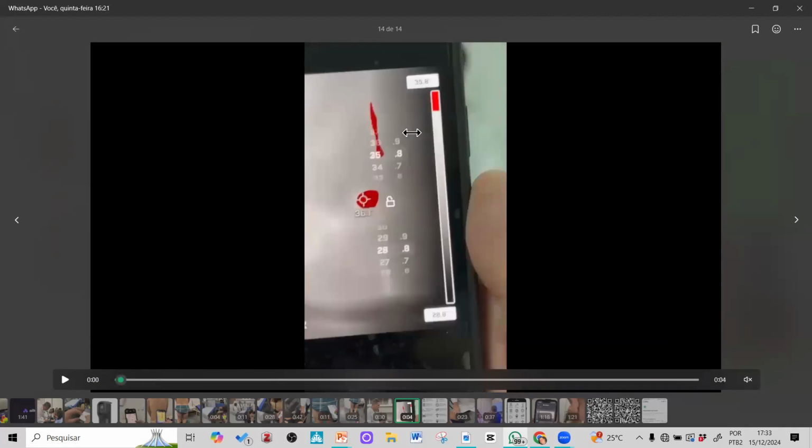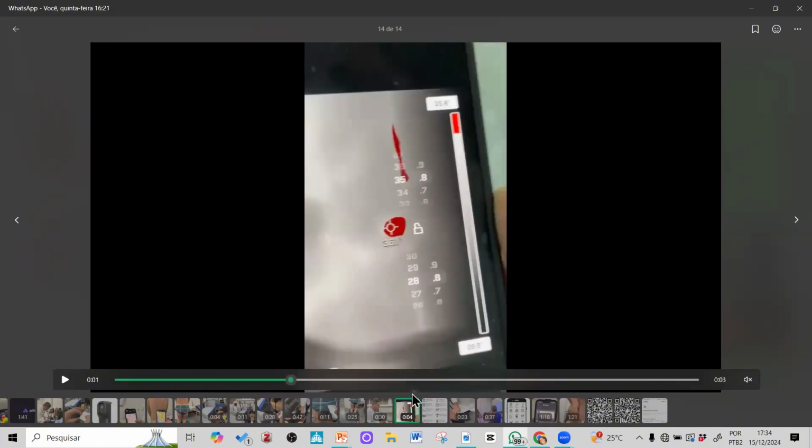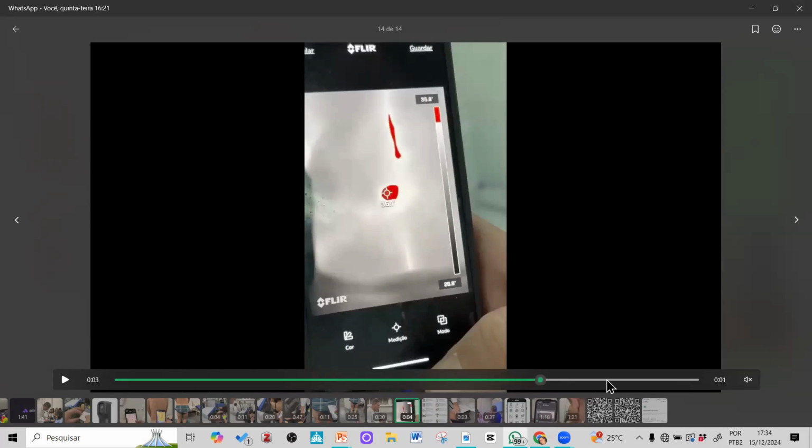But it's here on the screen. You see the maximum temperature in the scale, 35.8. You pass, you slide the finger on the screen. You move the finger on the screen. You go up or down, and here 28.8. Okay. So it's all in the hand.